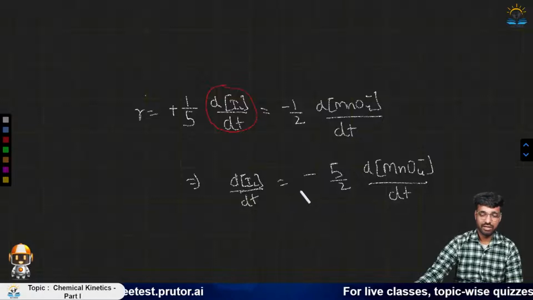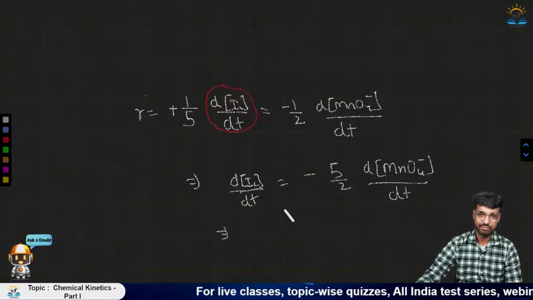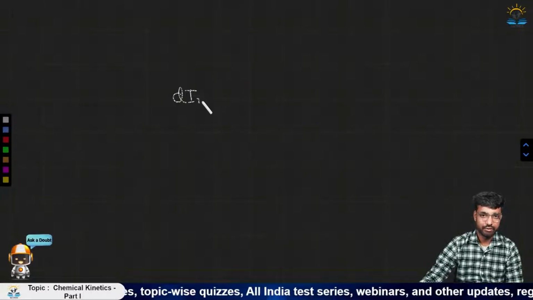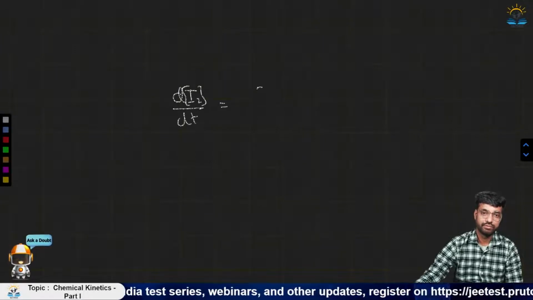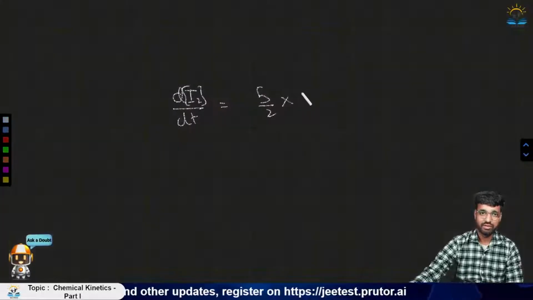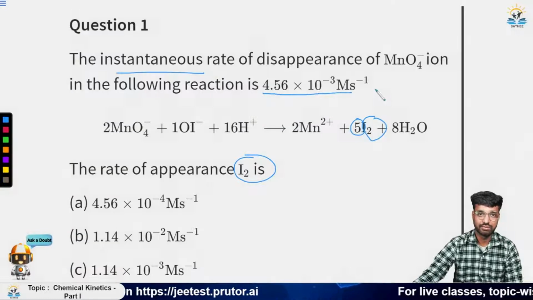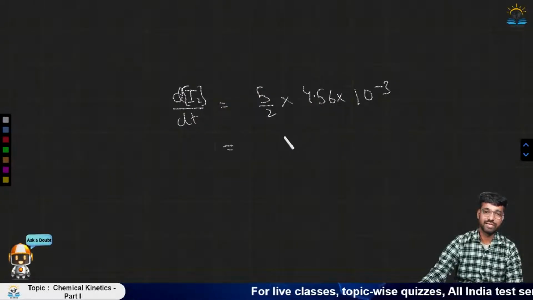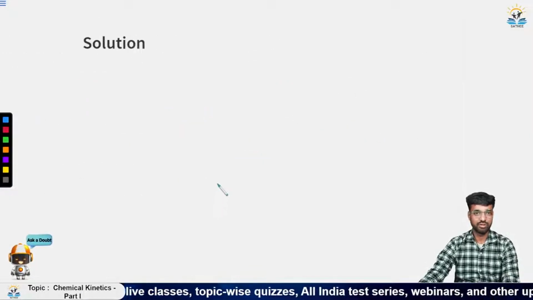Now this rate of disappearance of MnO4 minus by dt is given already. So if you want to write, you can write d[I2]/dt is equal to, so if we replace this thing along with this, it will be 4.56 into 10 to the power minus 3. So if you calculate this, you will get your answer.